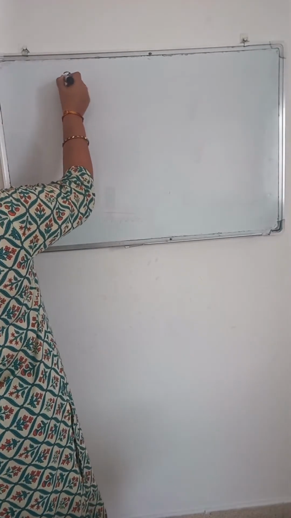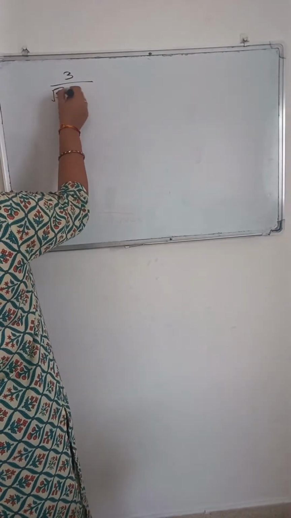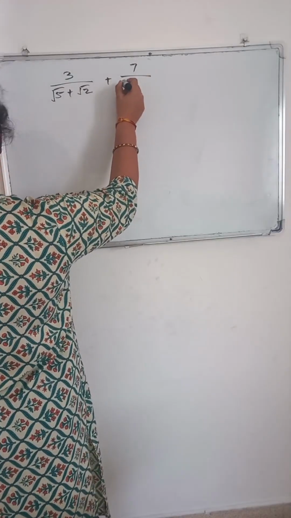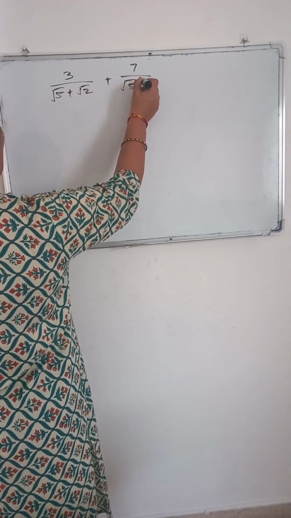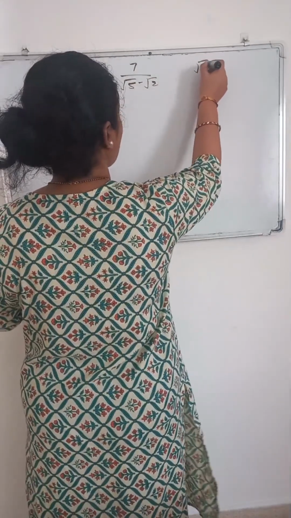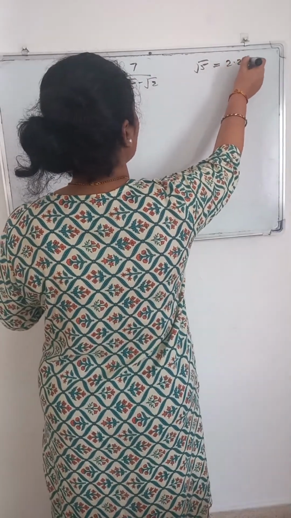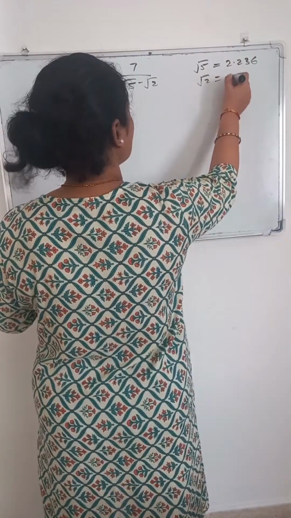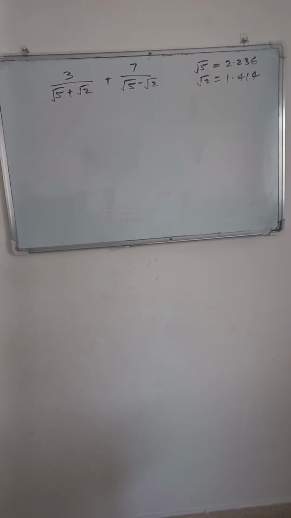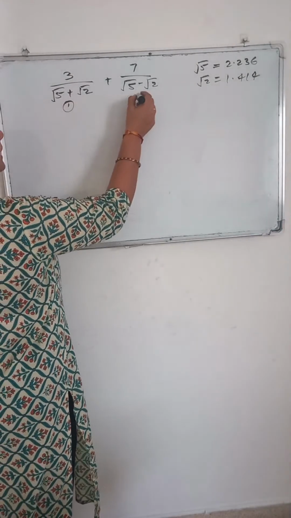We have here 3 divided by root 5 plus root 2, plus 7 upon root 5 minus root 2. Root 5 is given as 2.236 and root 2 is 1.414. So this is the given question, and we have to find the value of the given expression. We can take the first part first and then the second one.